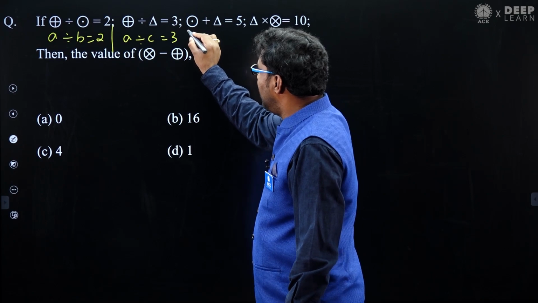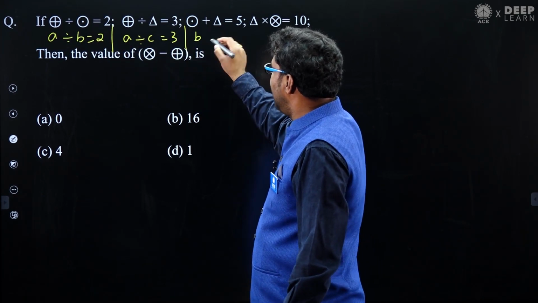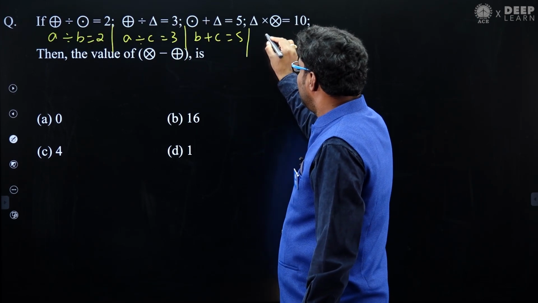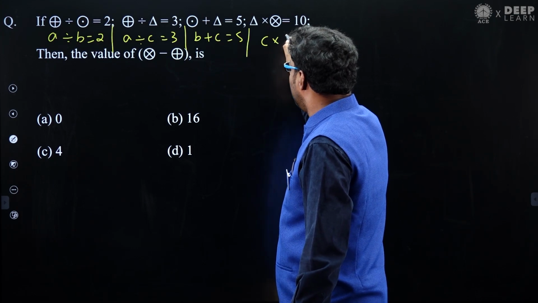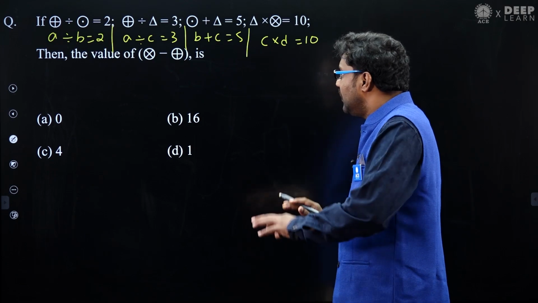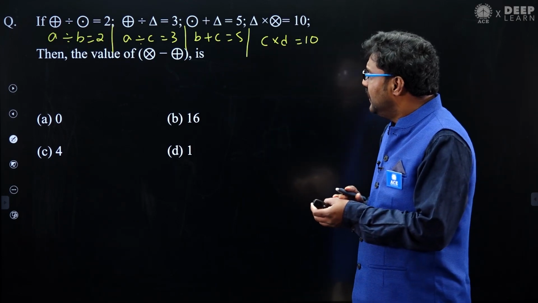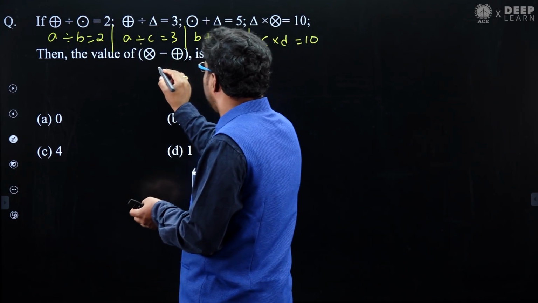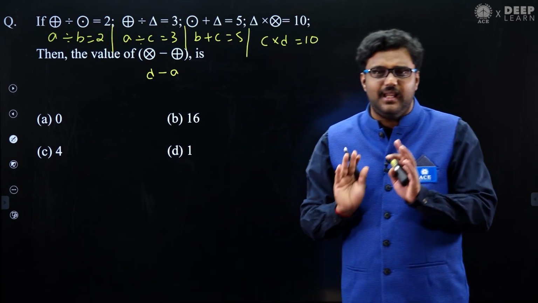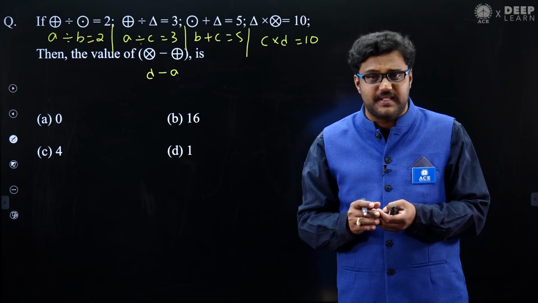Then this dot we already considered as B, and this triangle is already C. B plus C is 5. And here, this triangle is C, C into D, this is a new symbol, is 10. So you just convert it into A, B, C, D. They are asking for D minus A. You can use the symbols directly, but if you have confusion, convert into A, B, C, D. There are 4 different symbols.